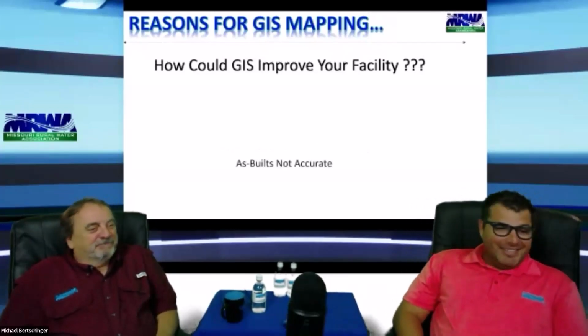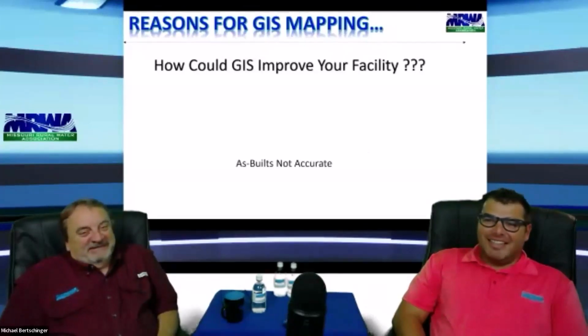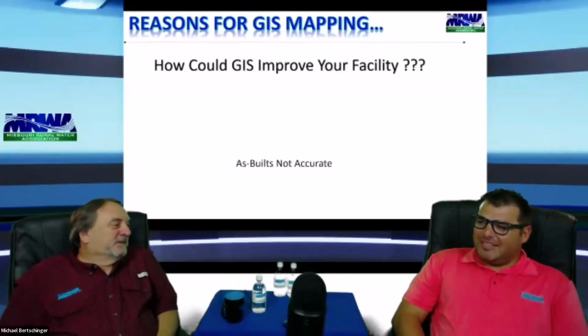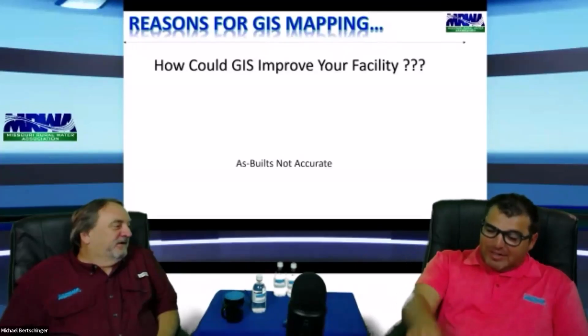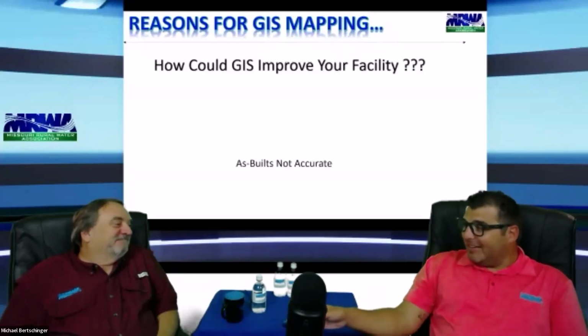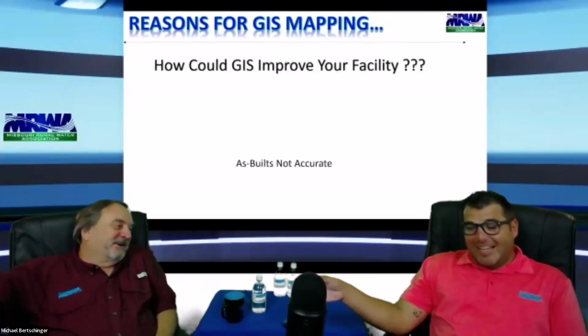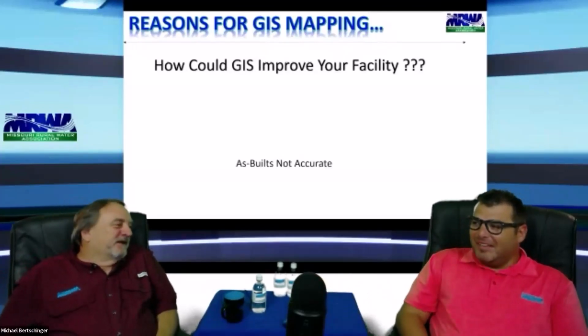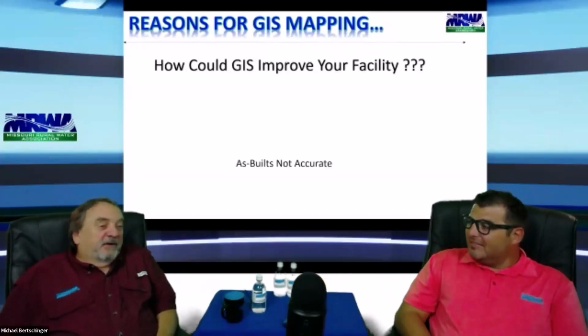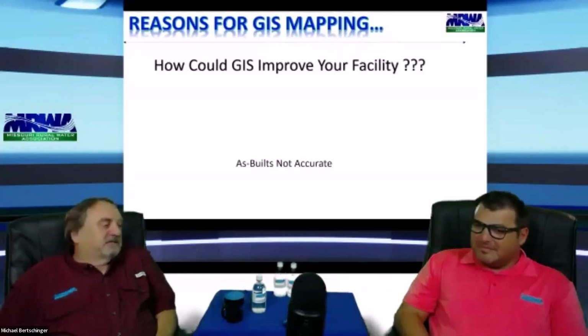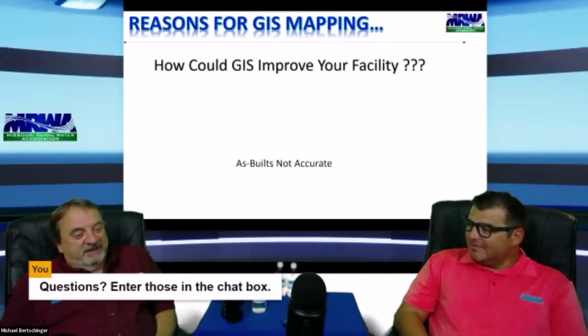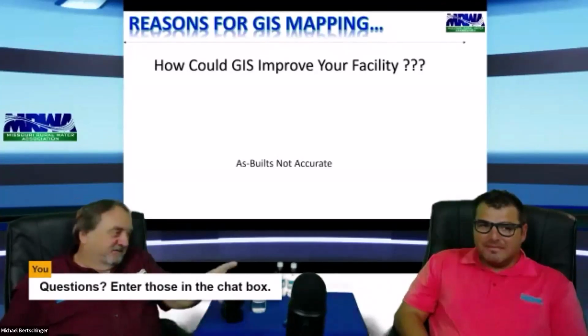As-builts are not accurate. Yeah. I mean, I don't know how many times I've walked into a system. Well, the map says it's right here. The map does say it's right there, but buddy, it's not there. Yeah, we've been there. We've all done that. Show up to a system. Well, that water line should be over here. Yeah. Well, it's not. It's over here.